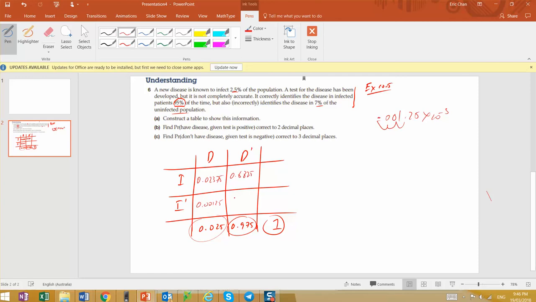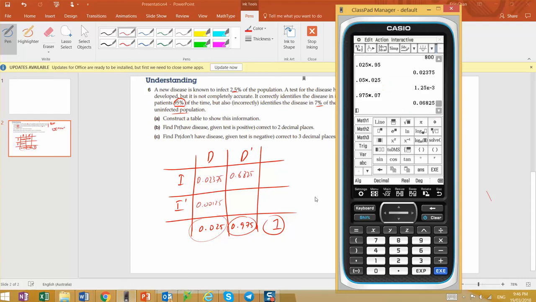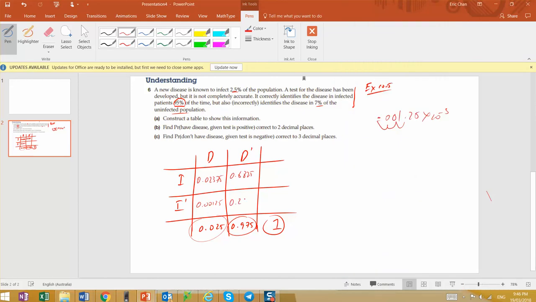And finally, we know that must add up to 0.975, so you can subtract this from this to get what that is, because we know the rows add up and the columns add up. So 0.975 minus 0.06825, and you get 0.90675. And I can add the rows together to get what the I and not I column is.